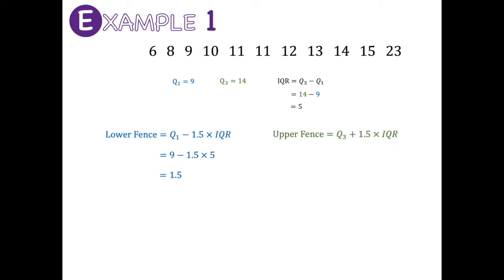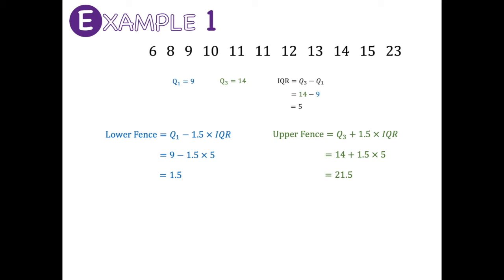My upper fence is going to be quartile 3 plus 1.5 times my interquartile range. So it is going to be 14 plus 1.5 times 5. Once I've substituted in my values, that is going to be 21.5. So I've got a lower fence of 1.5 and an upper fence of 21.5. If I've got any numbers beyond those, either below 1.5 or above 21.5, they're going to be outliers.